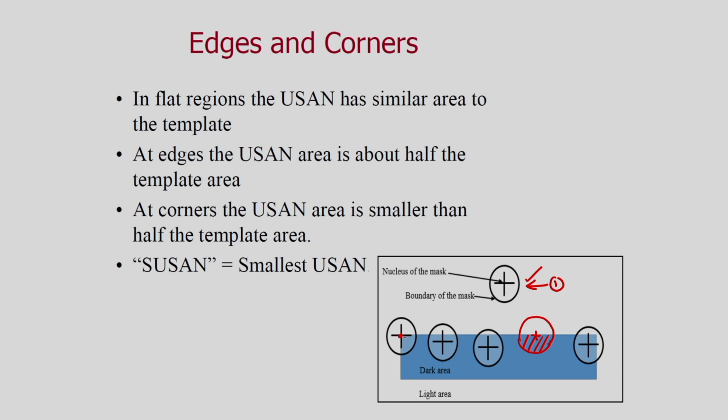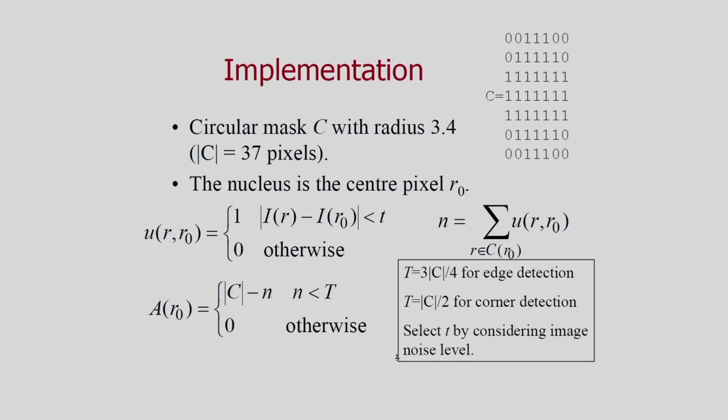I am repeating this: at corners the USAN area is smaller than half the template area. And what is SUSAN? SUSAN means smallest USAN. Based on this concept, I can determine the corner points. So mathematically, how to explain this concept? Here I am considering one circular mask C having 37 pixels. The nucleus is at the center pixel, and the center pixel is r0.